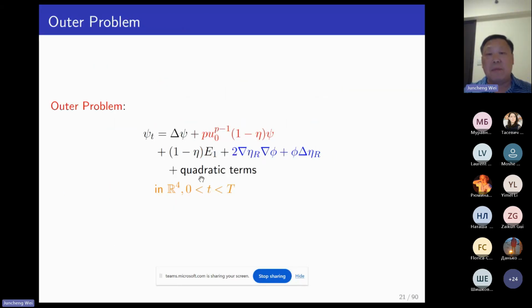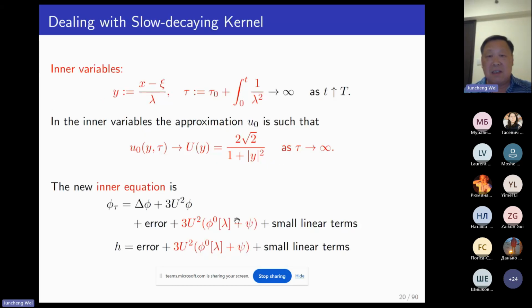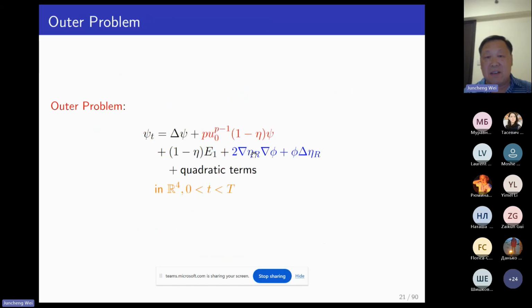The outer problem is the same as before. For the outer problem we get the cutoff function: 2 times gradient eta gradient phi plus 5 times the Laplace eta r. The coupling from outer to inner is through this term 3u squared psi, and the inner to outer is through this cutoff function.